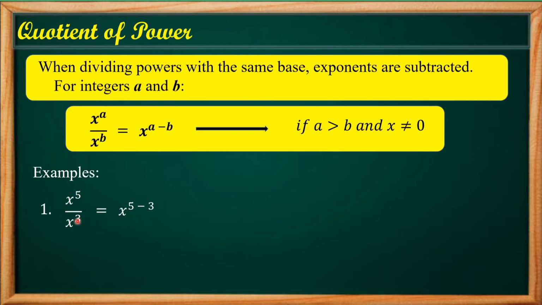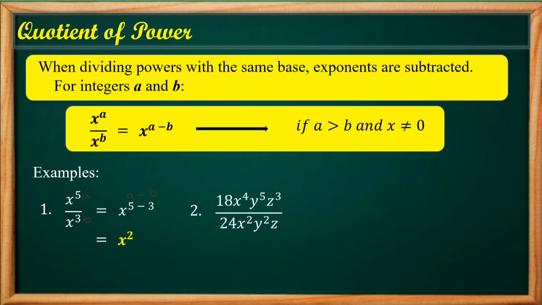Then our exponents are 5 and 3, so 5 minus 3. Observe, this 5 is our a. Then 3 is our b. Then you will have here a minus b. Which is bigger? A. Therefore, since a is bigger, we will use this method or this condition. Then 5 minus 3, you will have here x raised to the power of 2 because 5 minus 3 is 2.